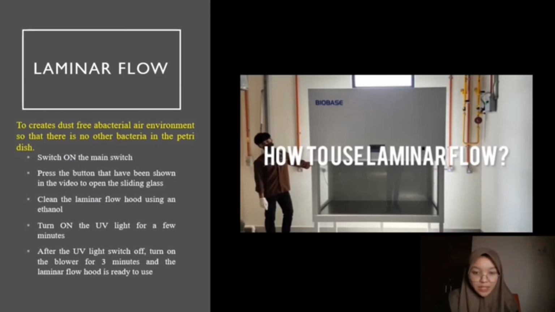Okay, this is laminar flow. Laminar flow is used to create a sterile, bacteria-free air environment so that there is no other bacteria in the petri dish. For the first step, you need to switch on the main supply. Press the button that has been shown in the video to open the sliding glass. Clean the laminar flow hood using an ethanol.